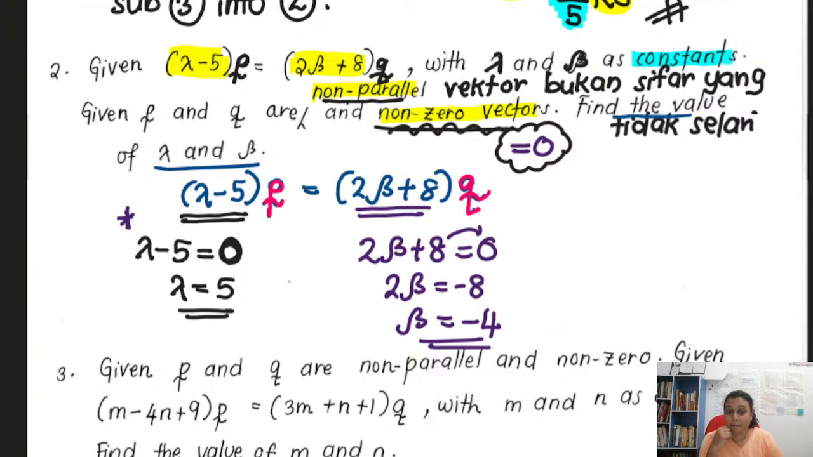Okay. If you get non-parallel, non-zero, you make the equation equal to 0. Kalau dapat bukan sifar dan tidak selari, jadikan persamaan tu sama dengan kosong. Barulah boleh dapat apa nilai value tu yang kita cari.